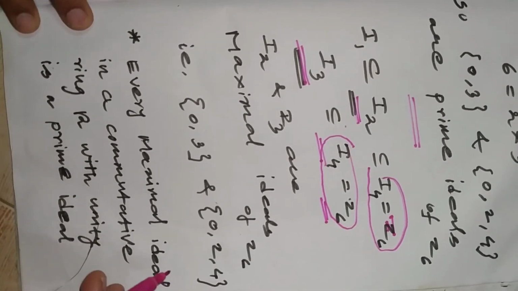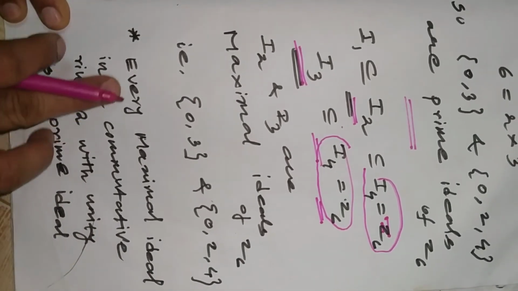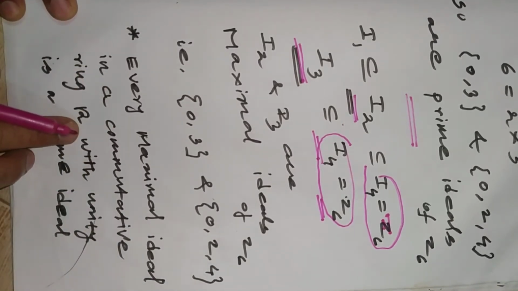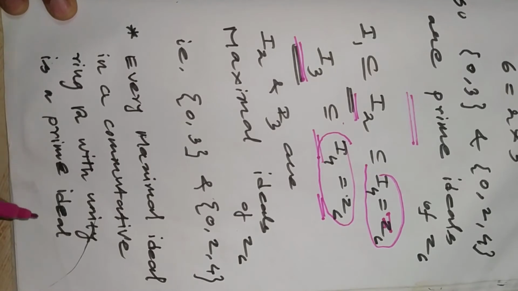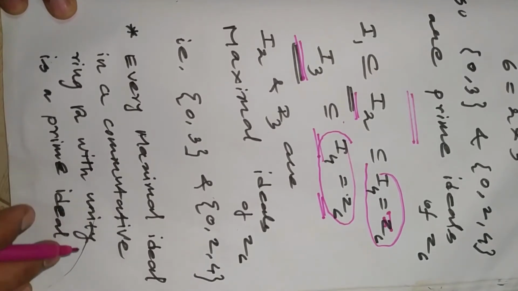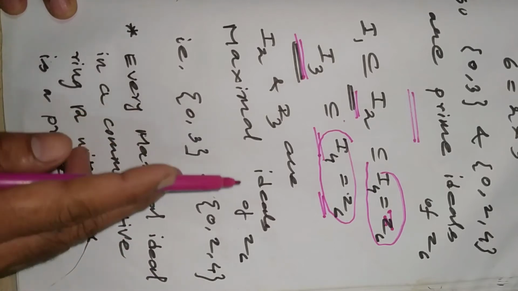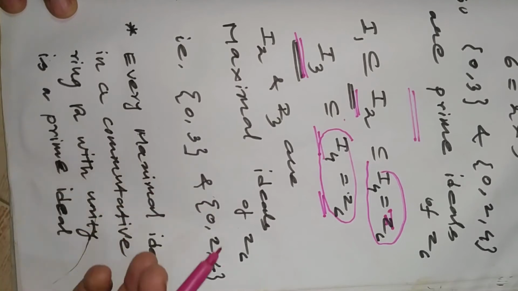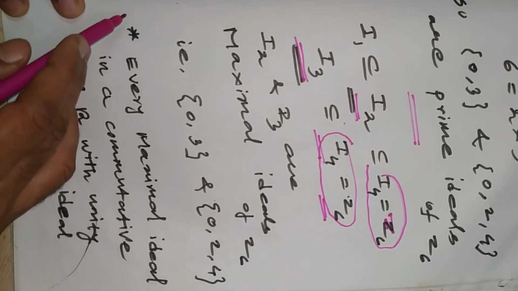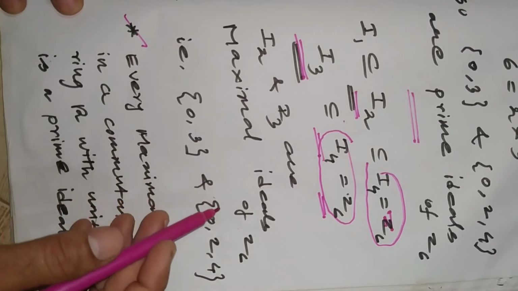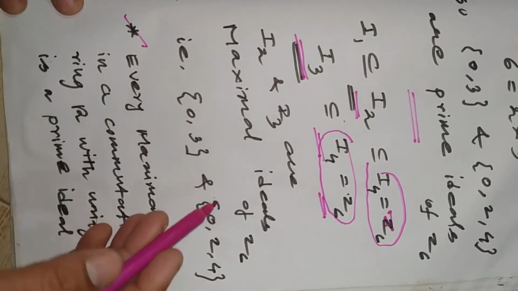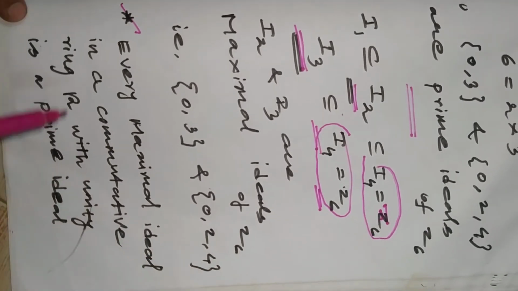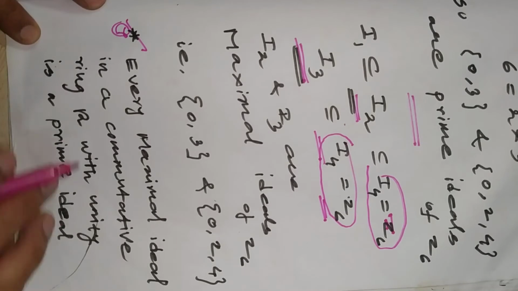We know very well one theorem: every maximal ideal in a commutative ring R with unity is a prime ideal. Am I right? Here the maximal ideals 0, 3 and 0, 2, 4, so immediately you can say these are all prime ideals. So using this result, first we find the maximal ideals, and immediately we get the prime ideals. So very important one. Please note this.